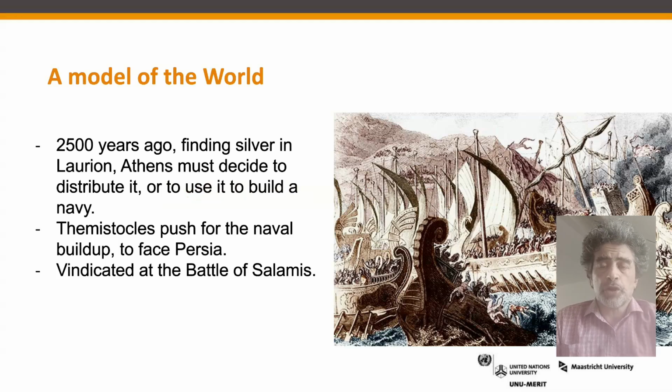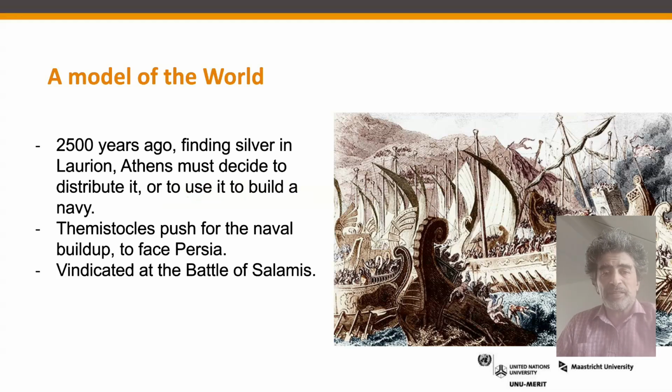Let me start with a story. A story to illustrate why we need a world model to take policy decisions. This is one of the first stories of policy debate that we have from history. This is 150 years before the conquest of Alexander the Great, the conquest of Chandragupta Maurya in India. This is 250 years before China unification by the Qin dynasty. It's a story told by Plutarch, but also by Herodotus. And it's a story that regards Athens.